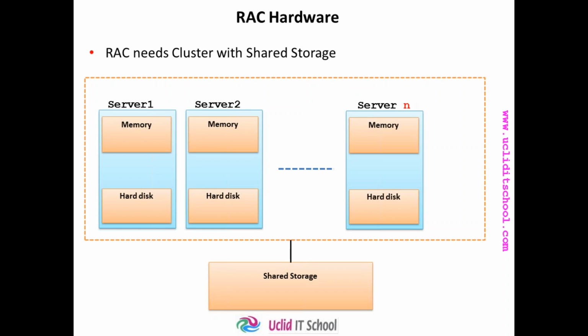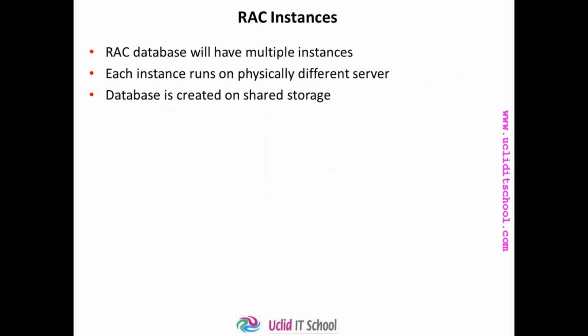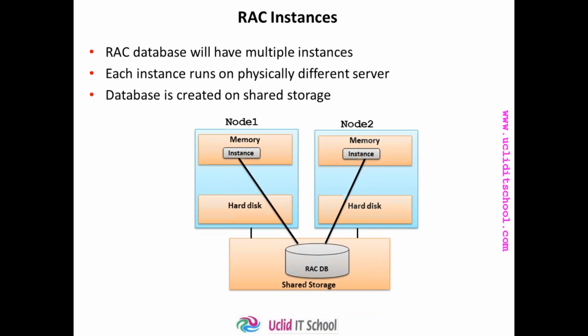Now, having understood this, let us see how RAC instances work. In RAC, the database will have multiple instances. Each instance runs on a physically different server in the cluster, and the database is created on the shared storage. So this picture summarizes that.